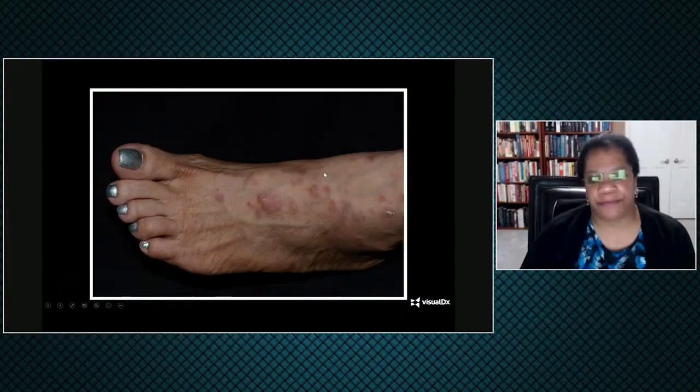Sure. So this was a picture of a woman with lichen planus that had Fitzpatrick skin type 4, again, against a black background. And I thought it turned out pretty well.